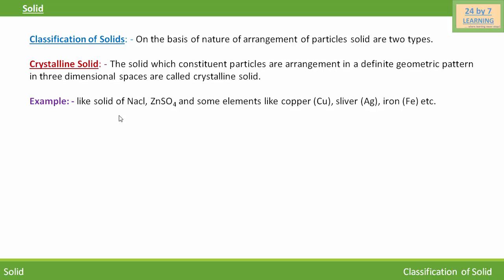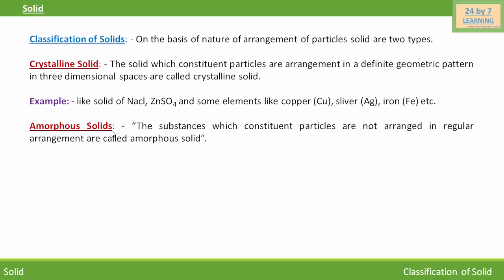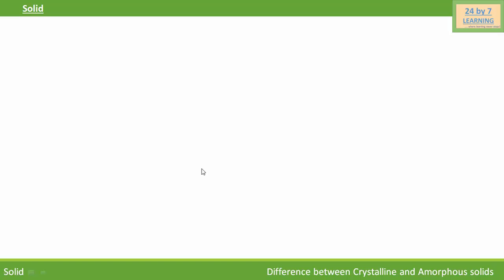In the case of NaCl, the constituent particles are arranged in a regular fashion and show repetition, which is called crystalline. And next, amorphous solids. A substance whose constituent particles are arranged in an irregular arrangement is called amorphous. In other words, a substance whose constituent particles are arranged in an irregular fashion is called amorphous. Examples like glass, rubber, plastic, etc.